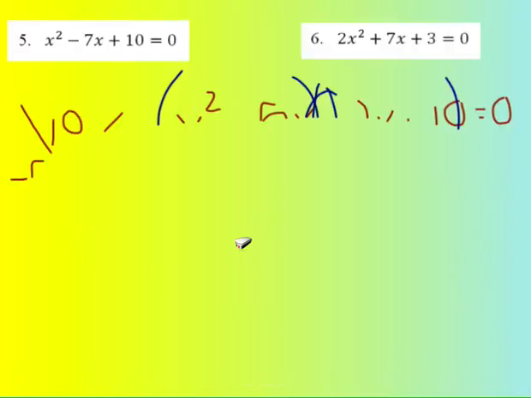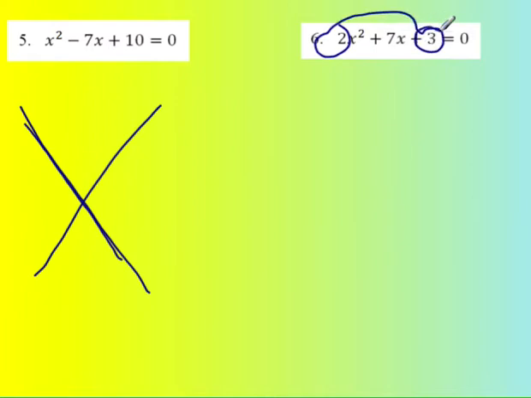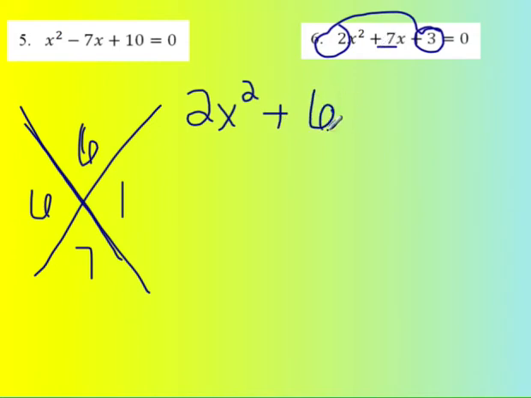So let's go ahead and get our x all set up for number 6. So for number 6, remember when you're setting up the x, you need to multiply the first and the last term. So 2 times 3 is 6. So you're multiplying to 6 and adding to 7. So to multiply to 6 and add to 7, well, we need to use 6 and 1. So again, I keep that first term the same. Now I'm going to split up that middle term. Instead of having 7x, I'm going to write that as 6x plus 1x plus 3 is equal to 0.